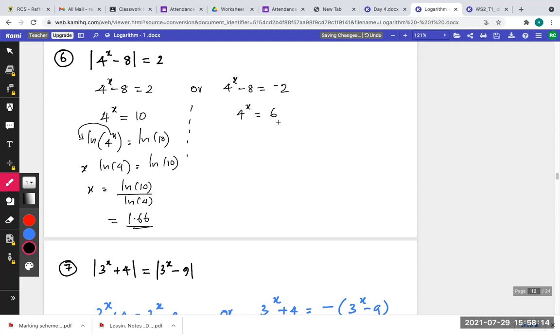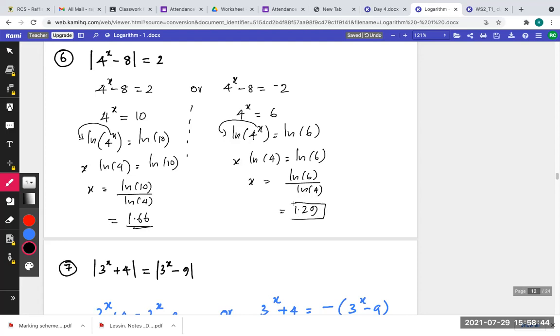That's one part. And here also we can do, take ln on both sides. ln of 4 power X equal to what? ln of 6. Use power rule to move X in front. So X ln 4 equals ln of 6, meaning X is equal to what? ln 6 divided by ln 4, right? So ln 6 divided by ln 4 is 1.29 rounded to 3 significant figures, right? So there are two values of x here.